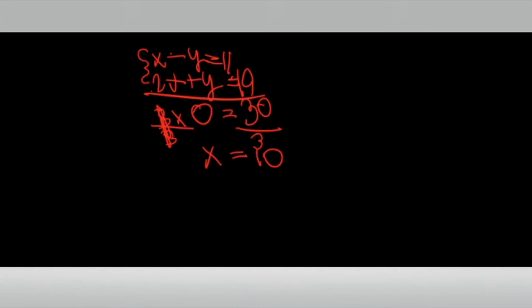And now that we have that, we can take any one of these two lovely equations and fit 10 into where there are x's. So let's just take the bottom one. I like the bottom one. 2x, but we know x is 10. So 2 times 10, plus y equals 19. Now that we have that, we have to solve for y, which means you have to get y by itself.